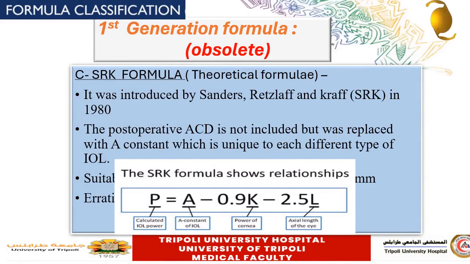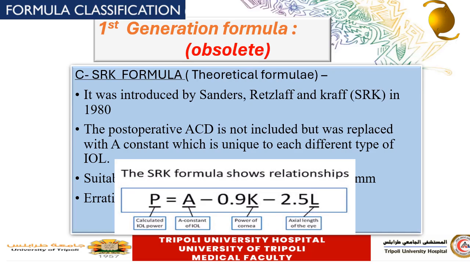Now, after the theoretical formulas made by Fyodorov and Binkhorst, came the SRK formula, which is also a theoretical formula invented by three scientists, Sanders, Retzlaff and Kraff, and is named SRK. Now, the importance of the SRK is that this was the first time they introduced the principle of the A constant.